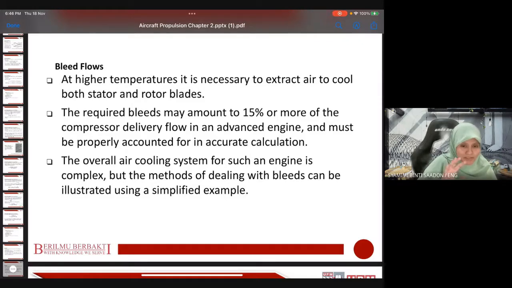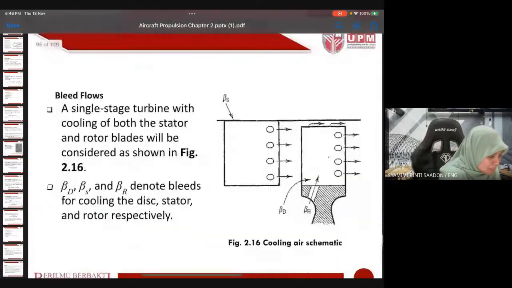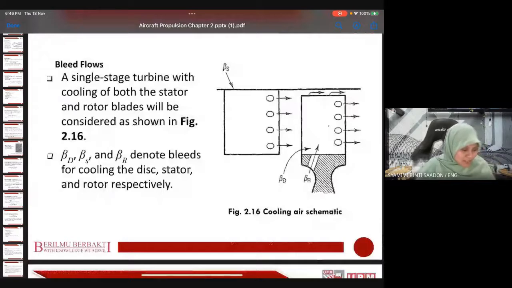because some part of the power produced by the turbine will be used. The overall air cooling system for such a unit is complex. It is accounted for by a value to denote these bleeds for cooling the disc, stator and rotor respectively. So we use this value, like the efficiency, noted as beta, for the bleed flow.